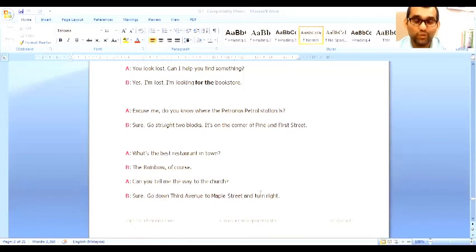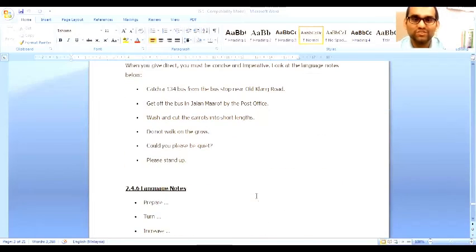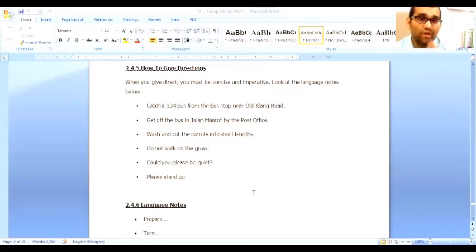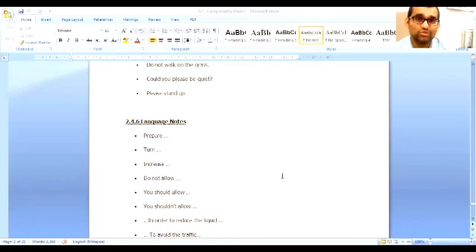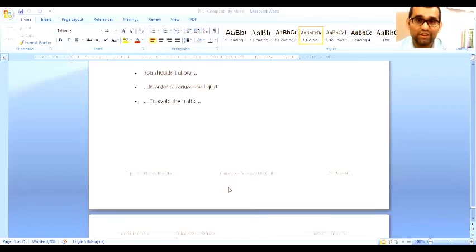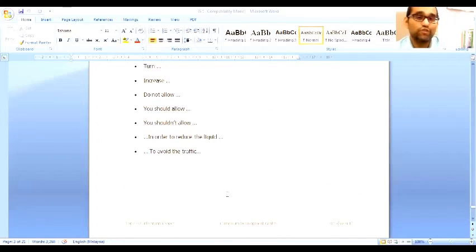So these are the words or the sentences that you can use in such a situation when you're giving directions. This is very important because wherever you are going to go, you're going to work, or you're going to learn somewhere, study, you need to use direction terms in a proper way. Okay, so your possible responses must be very good. And for example, there are some language notes you need to know, such as prepare, turn, do not allow, you should allow, to avoid the traffic. So this all will help you for your communication skills in socializing.